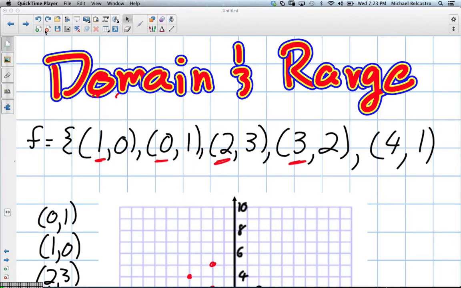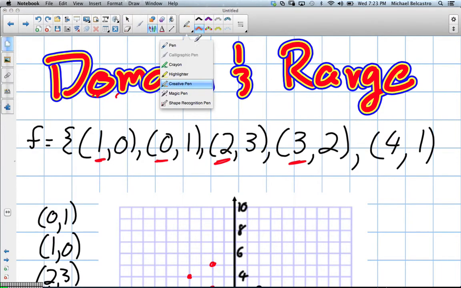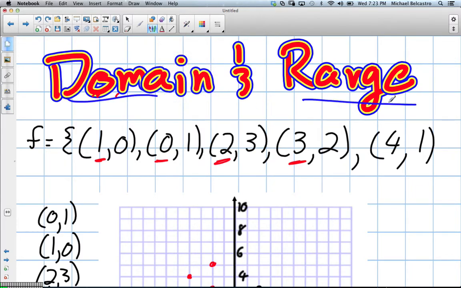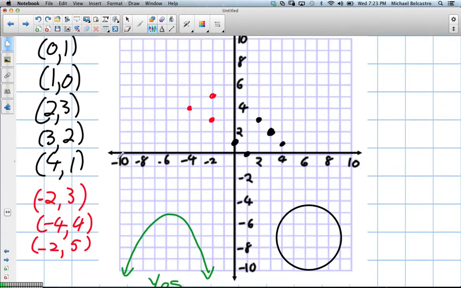Okay, we're going to focus on the next domain and range. Now, domain and range are going to be really important throughout the rest of this course, and I think you might remember a little bit from what you did before. We'll recap it. They've given us another function here, and we've rewritten it down here.